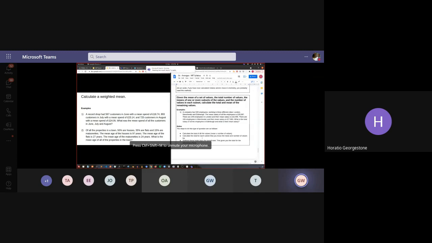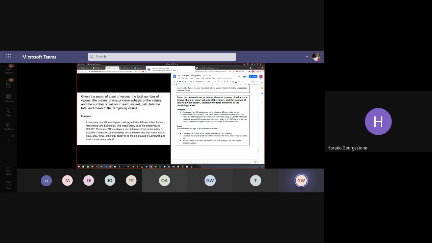So that brings us on to the last skill, which is quite a wordy one, but not actually that complicated once you see some examples. Well, a little bit complicated. Given the mean of a set of values, the total number of values, the means of one or more subsets of the values, and the number of values in each subset, calculate the total and mean of the remaining values.